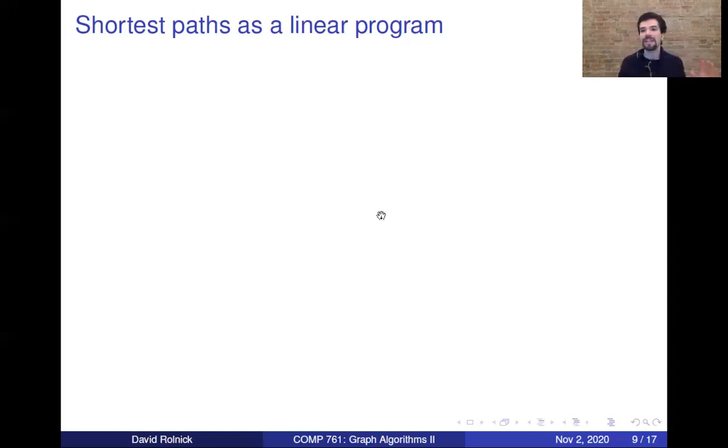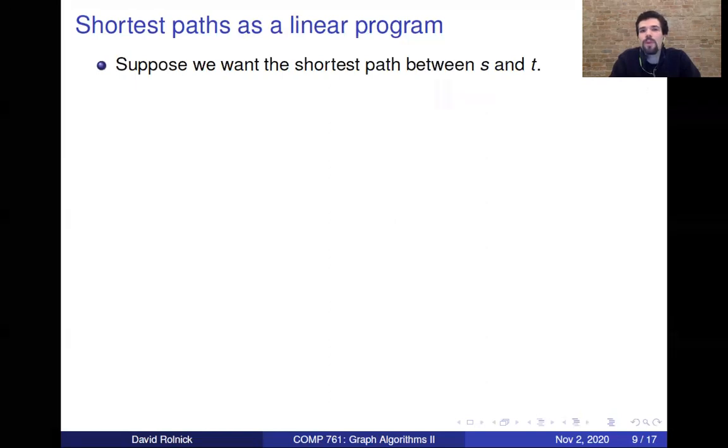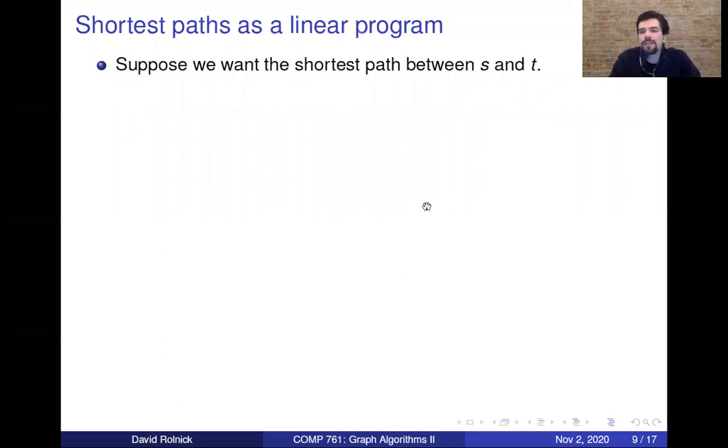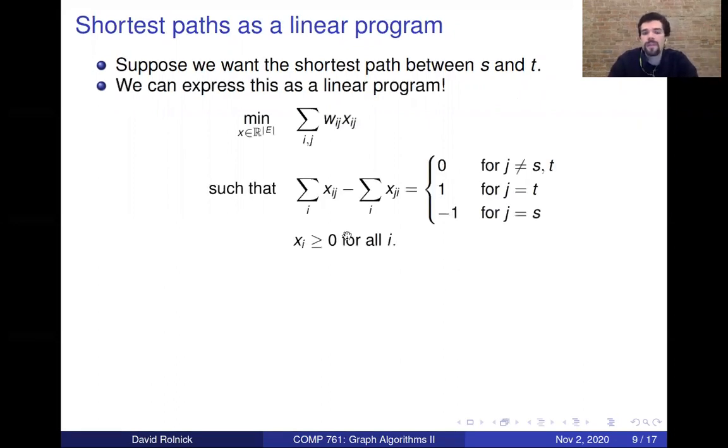So now let's see another cool thing about shortest paths before we turn to minimal spanning trees. Shortest paths is a linear program. Suppose we want the shortest path between S and T. This is not the formulation that we were looking at a moment ago, where we pick a vertex S and we want the shortest paths to all of the other vertices. Here we just want the shortest path between two particular vertices. There is actually a way to express this as a linear program.